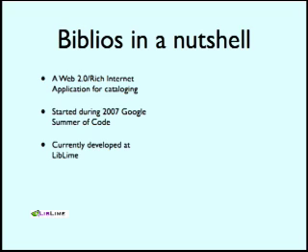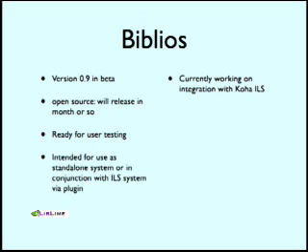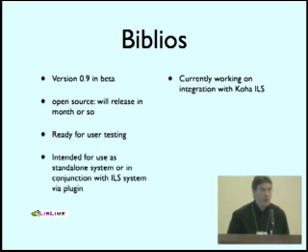So Biblios is a Web 2.0 or rich internet application for cataloging. I started developing it during last summer's Google Summer of Code, and I put together the basic infrastructure for it then. And since that summer, I've been working on it at LibLime. Right now, Biblios is in version 0.9 beta. It is open source, and we hope to release the code in a month or so.